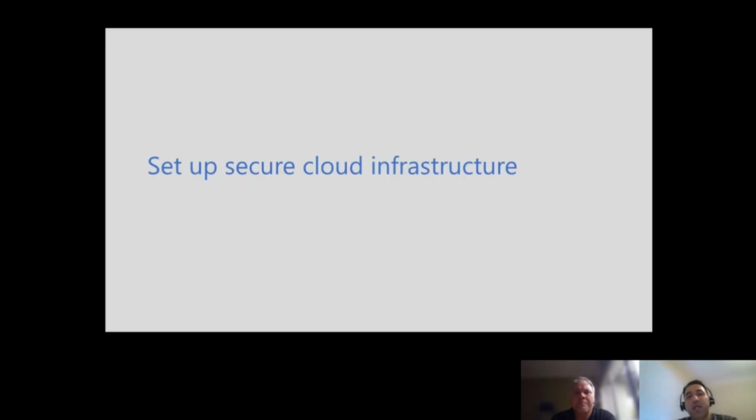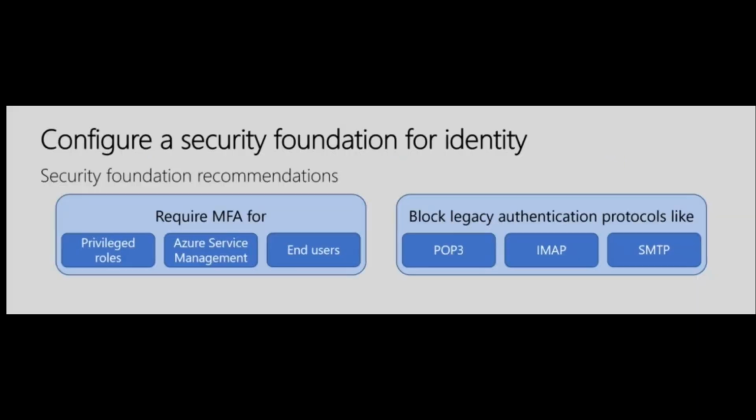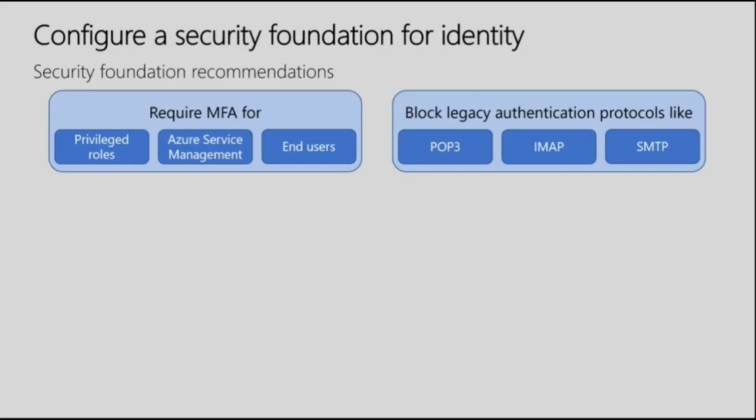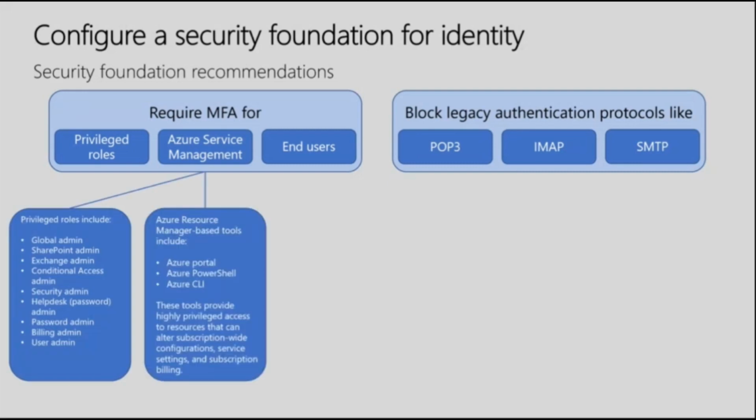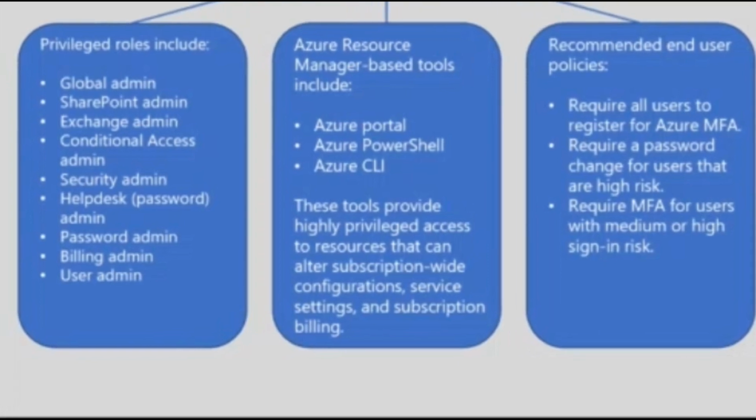Now, set up secure cloud infrastructure. What we have here is that we want to have MFA. It's again continuing from the previous slide. We start MFA for privileged roles, service management, and end users, and here we see what these are. Right, so we have these available.